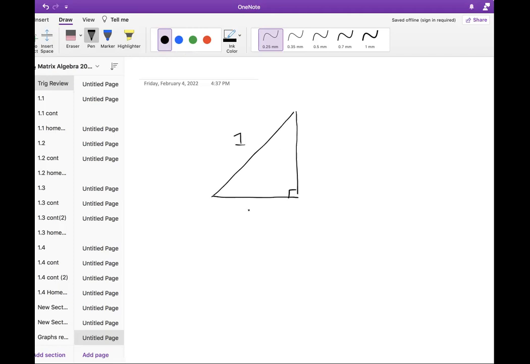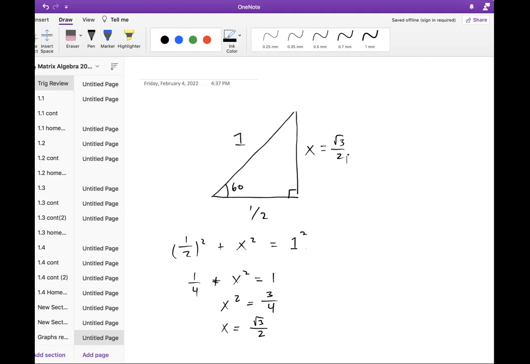So this is 1. We figured out this is 1/2 because when you flip it, you get an equilateral triangle. So we can figure out this side here by using the Pythagorean theorem. So (1/2) squared plus x squared is equal to 1 squared. Right, so that means that 1/4 plus x squared is equal to 1. So x squared is equal to 3/4. So x is equal to radical 3 over 2. This must be radical 3 over 2.